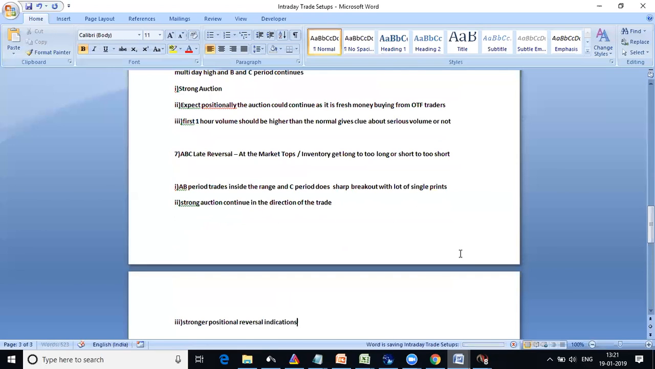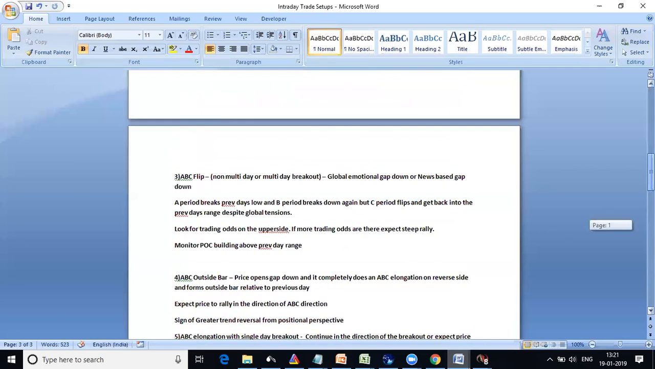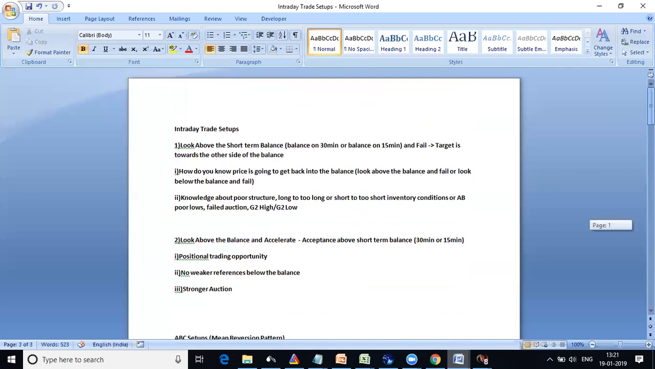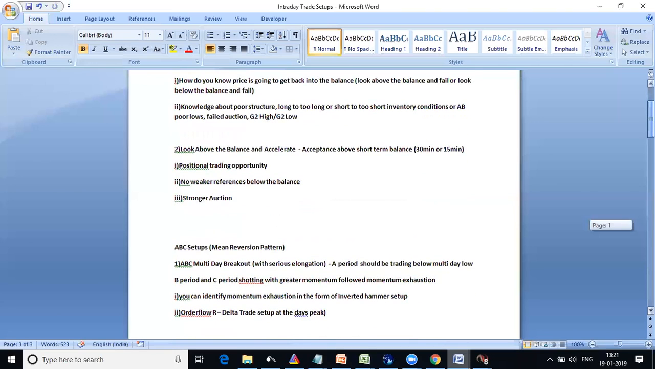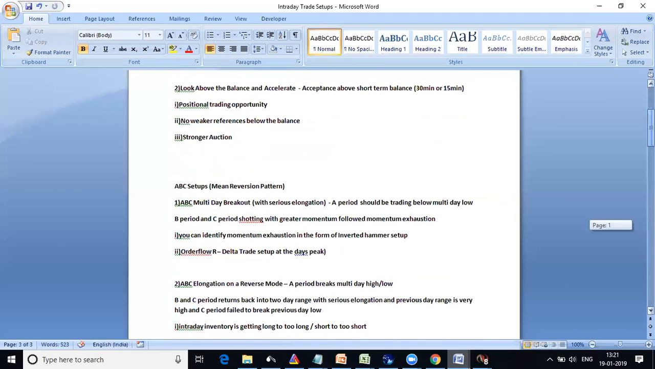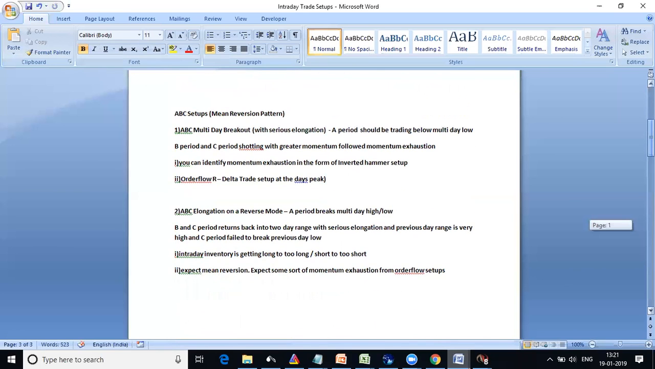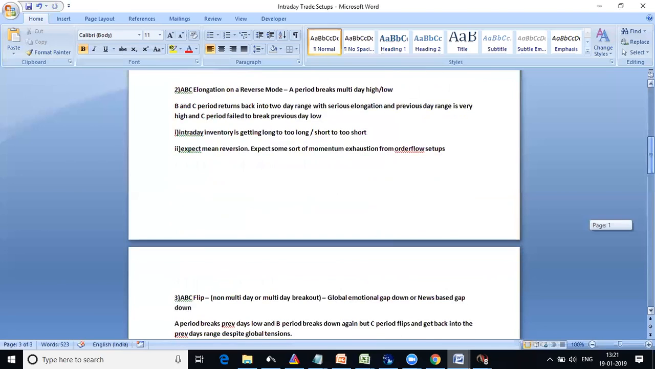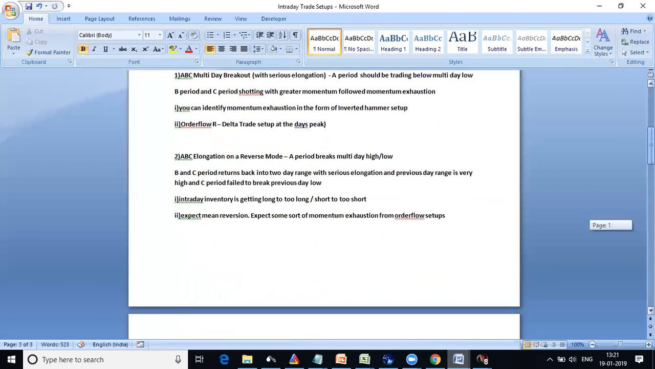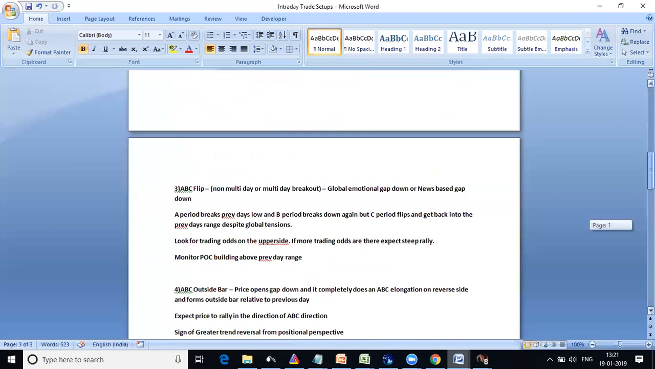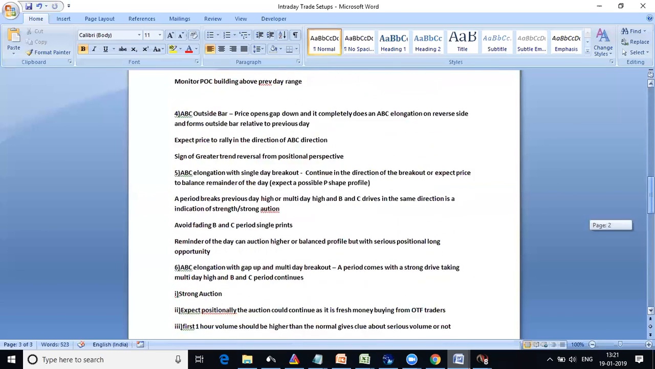So I'm going to share this. Once this session is over, I'm going to mail you all these ABC setups. We had seen two things. One is look above the balance and fail, and look above the balance and accelerate. What time frame you have to watch, we had looked into it. The second is the 6 ABC pattern setups, formed to check whether it is a continuation pattern or a mean reversion pattern. We also discussed mean reversion patterns: 2 and 3 are mean reversion patterns, and 4, 5, 6 are all continuation patterns.